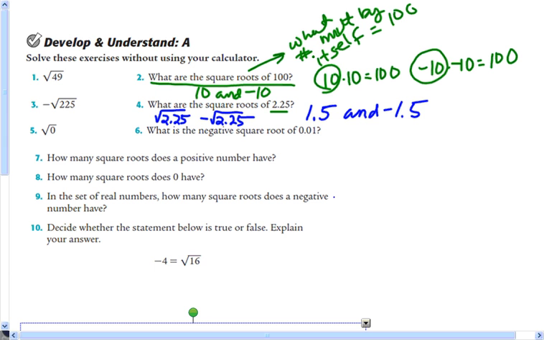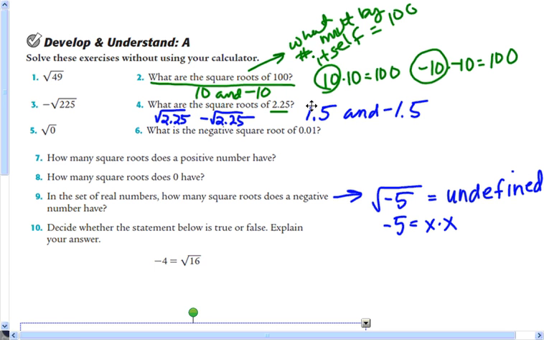Now, let's take one look at this problem real quick here. Instead of real numbers, how many square roots does a negative number have? So that would be like this. Can you answer that? What we're saying is, what number multiplied by itself equals negative 5? Since a positive times a positive is a positive, and a negative times a negative is also a positive, it is impossible. So we say this is undefined. All right.